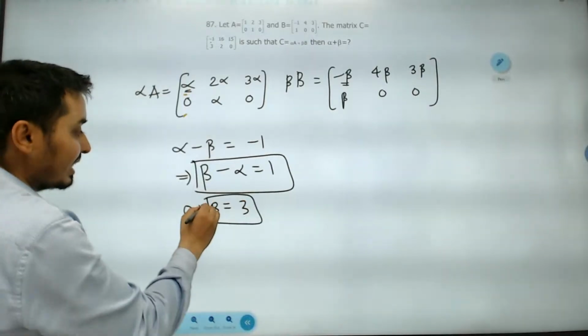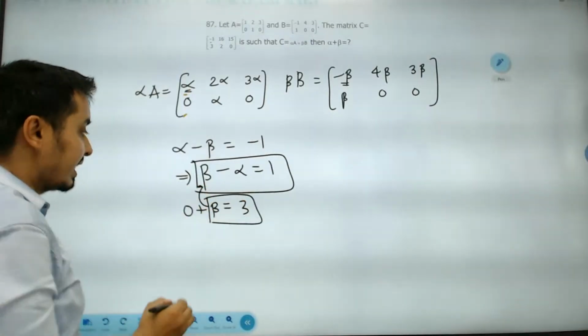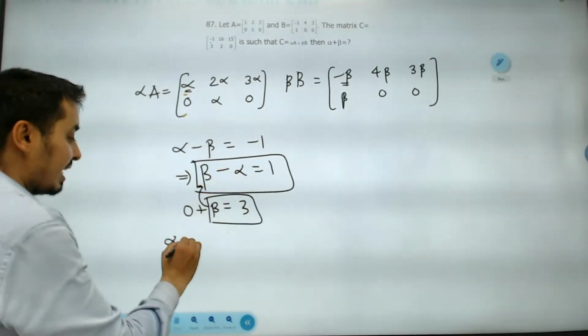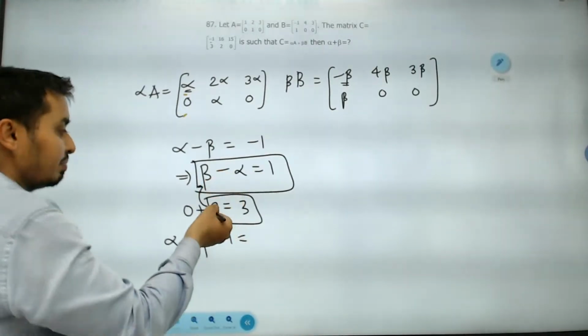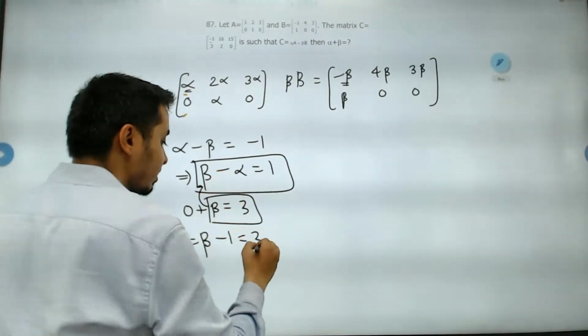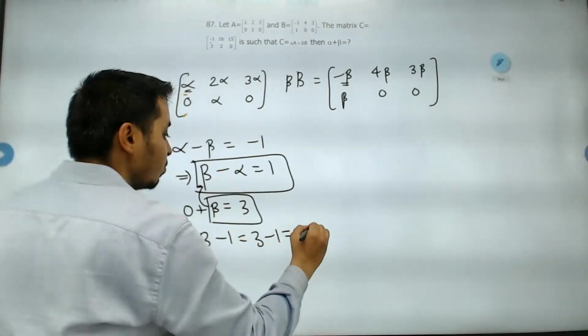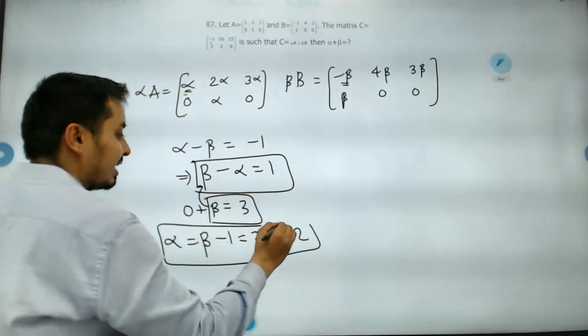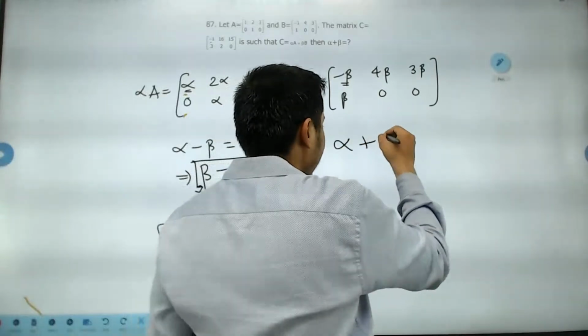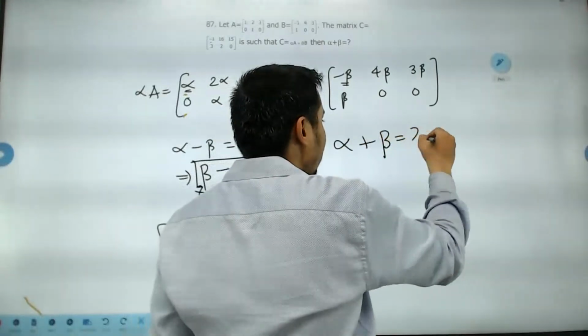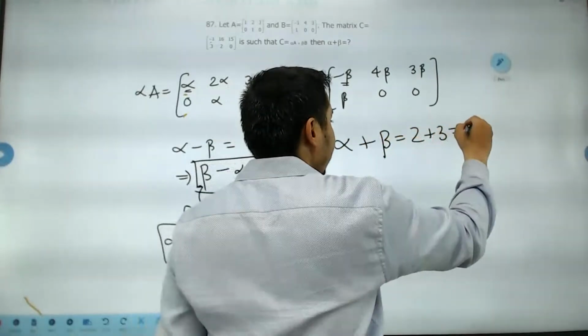Now we plug that in here. From this equation we get alpha is beta minus 1, and beta is 3. So 3 minus 1, which is 2. So we have obtained both alpha and beta. So alpha plus beta would be 2 plus 3, which is 5.